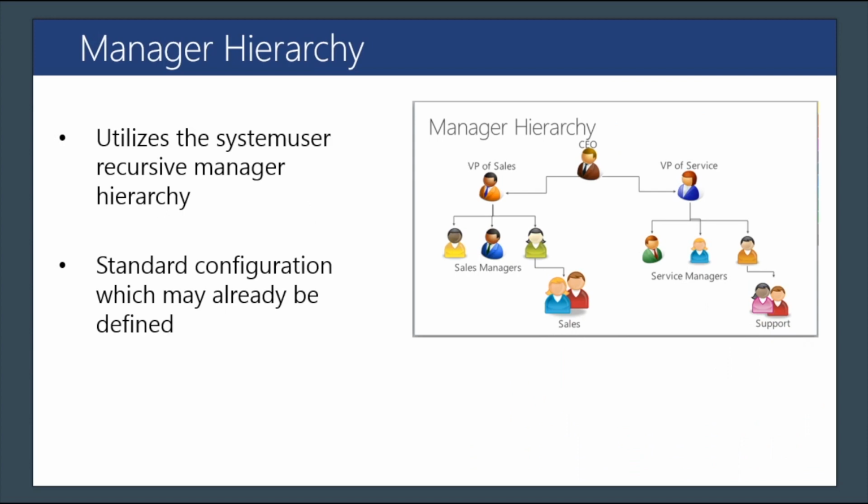And there's two types of hierarchies that are available. There's manager hierarchy and there's position-based hierarchy. The manager hierarchy leverages the system user recursive manager hierarchy. So on a user record within Dynamics 365, there is a relationship back to user. That's the recursive system user relationship to specify the manager of that given user, a lookup to your user table.